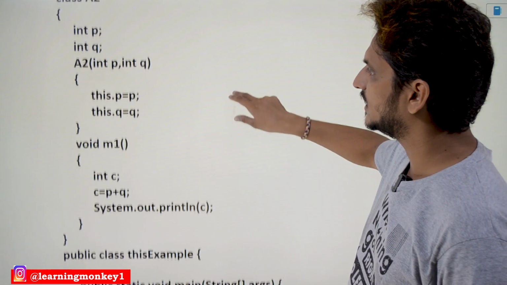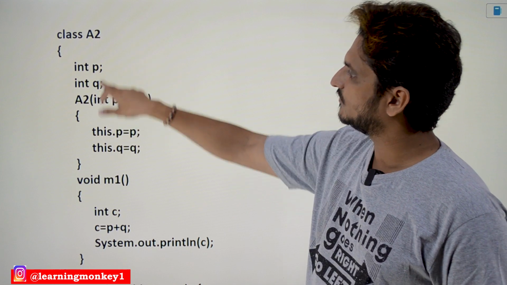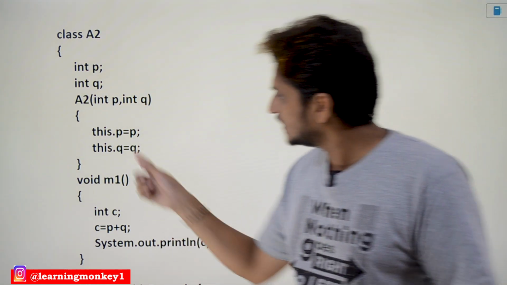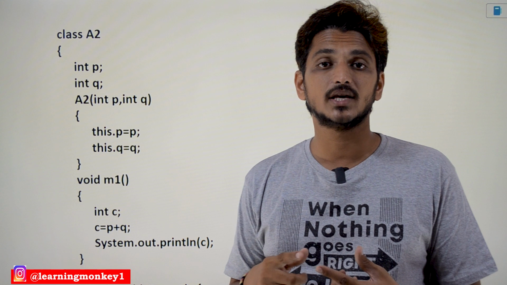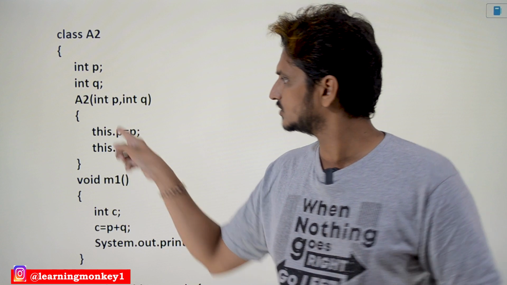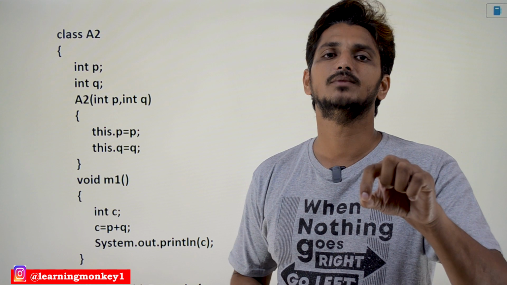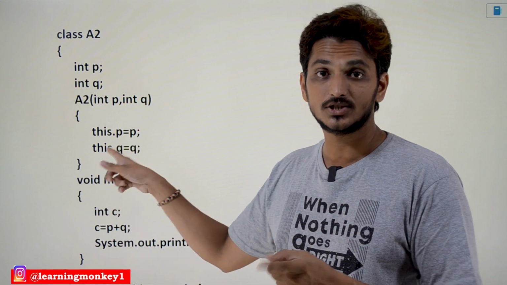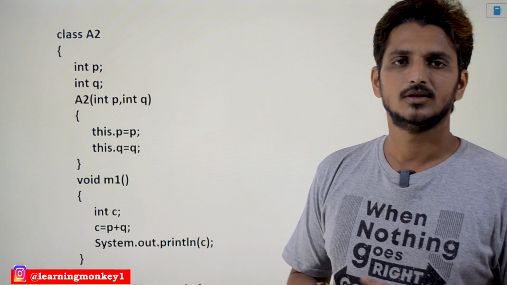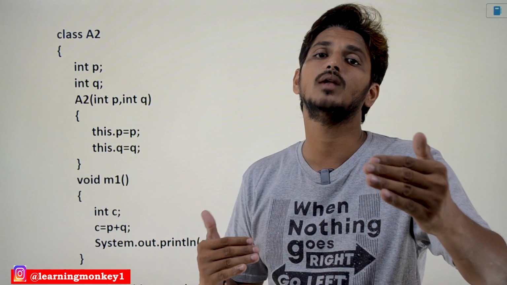Let's try the same example. Class A2 of int p, q, same names, this.p is equal to p. So whenever you point this.p, it is going to check the address, this is pointing to 2000 reference. In the 2000 reference, it is going to get the p value, means instance variable. This.q, this is pointing to object, means instance variables. So this is one of the uses. It is going to differentiate the instance variables and local variables.